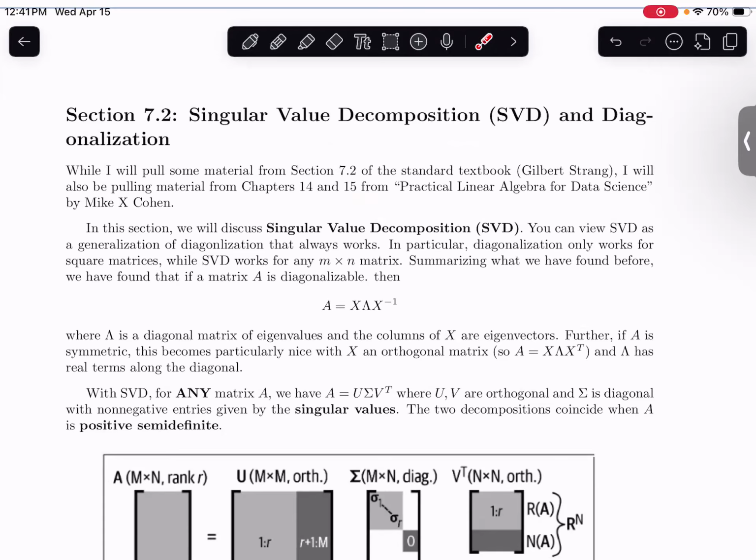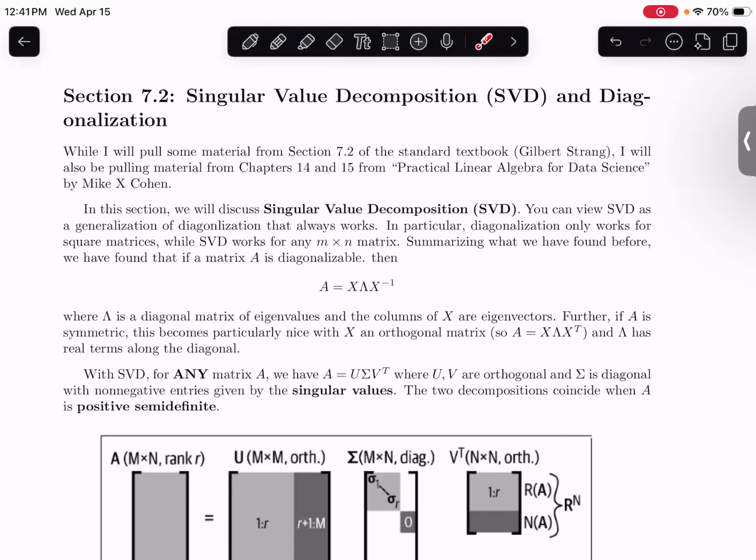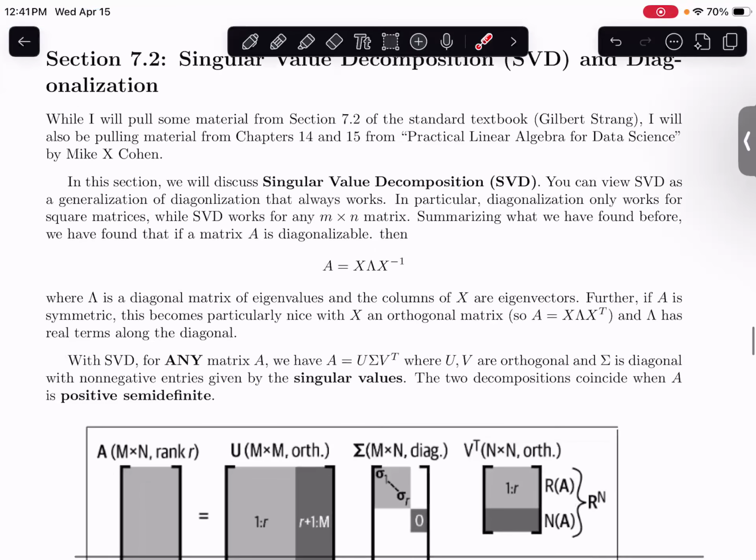Any other questions before continuing? Yeah, so I'm just going to go through the broad strokes for now, and then we'll go into why this stuff works in class a little bit on Friday. And so in this section, we're going to discuss singular value decomposition, which is abbreviated as SVD. You can view SVD as a generalization of diagonalization that is always going to work.